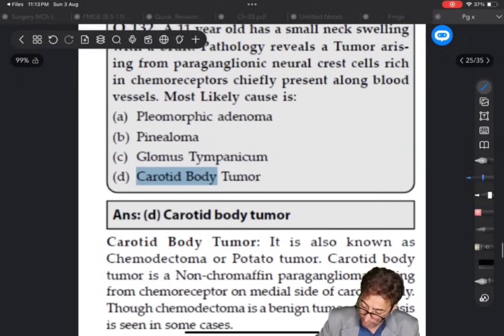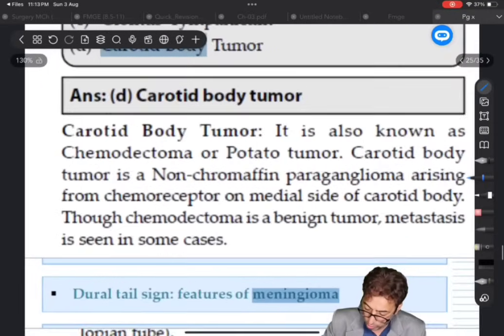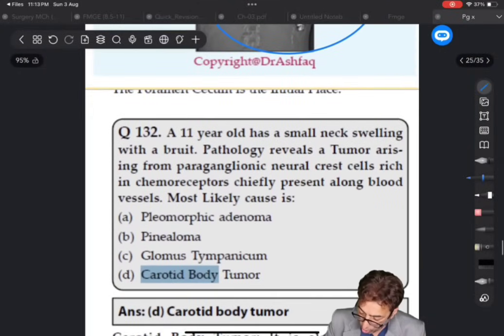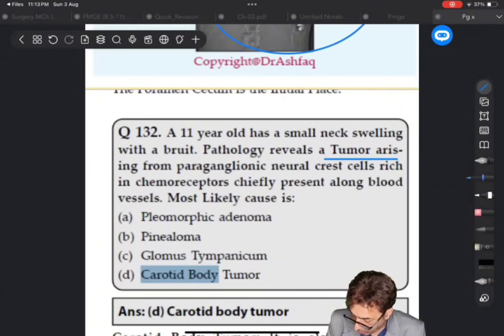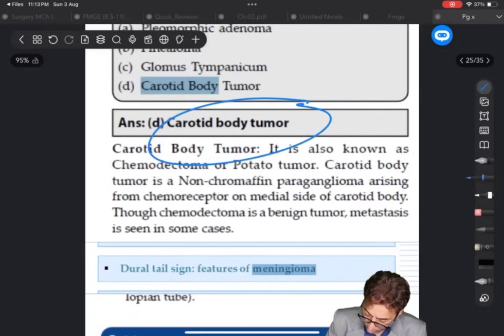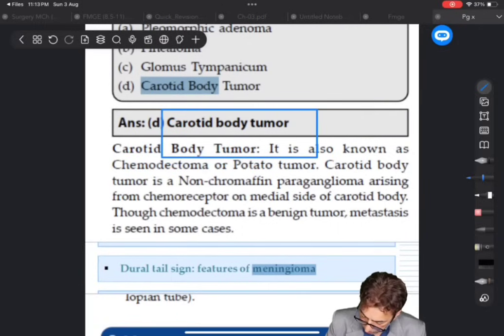And then carotid body tumor. You were given a scenario of a tumor arising from the paraganglionic cells with pulsations, and there can be no other choice which is mentioned other than the carotid body tumor.